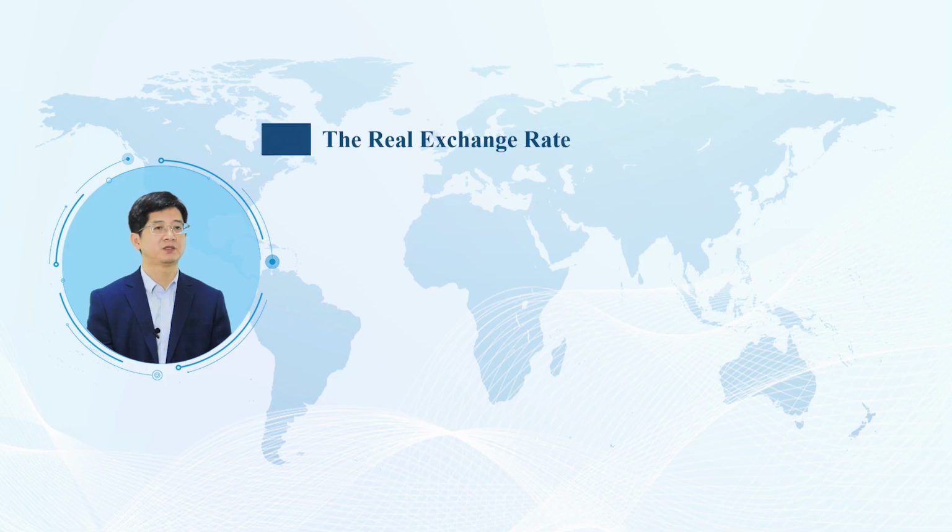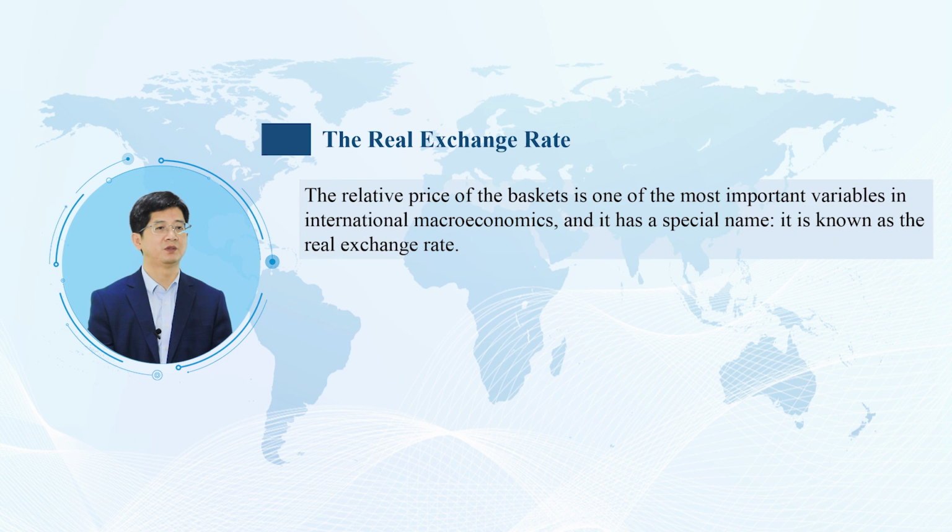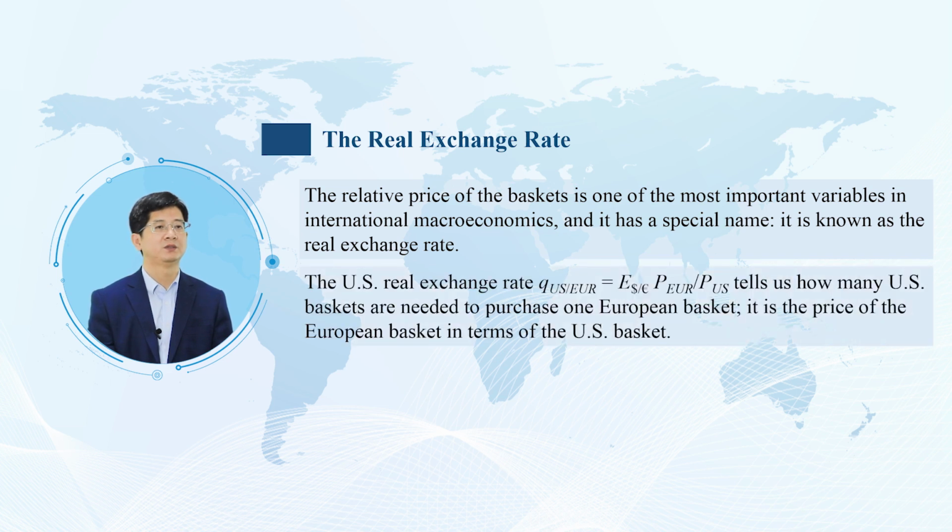The relative price of the basket is one of the most important variables in international macroeconomics, and it has a special name. It is known as the real exchange rate. The US real exchange rate Q sub US over EUR is equal to the exchange rate, dollars per euro, times P sub EUR over P sub US. It tells us how many US baskets are needed to purchase one European basket. It is the price of the European basket in terms of the US basket.